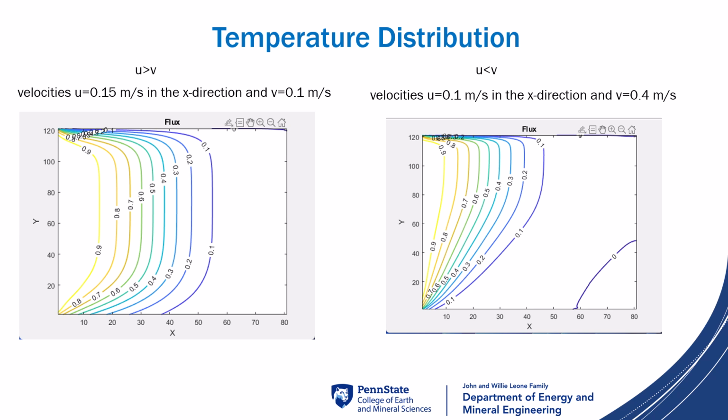In contrast, on the right side of the slide, the y direction velocity is stronger than the x direction. Here, the contours are tilted upward, showing that heat is being carried vertically. This results in a more pronounced upward movement of the temperature front, and advection becomes the dominant transport mechanism in both directions. These differences clearly illustrate the sensitivity of heat transport to flow direction and velocity.